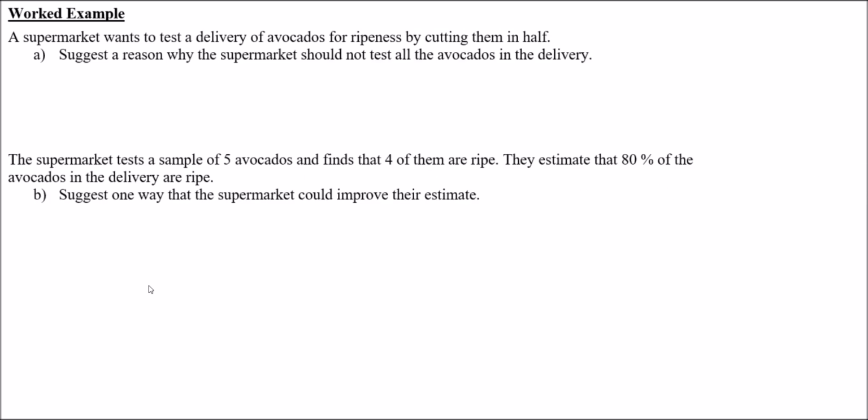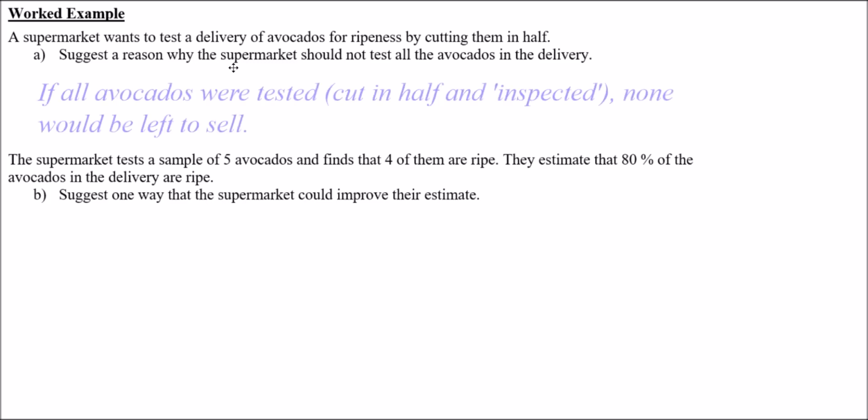Let's now talk about a worked example together. A supermarket wants to test a delivery of avocados for ripeness by cutting them in half. Suggest a reason why the supermarket should not test all the avocados in the delivery. If they tested all avocados, that would be a census of the avocados. But if they did that and cut them all in half, then none of them would be left to sell, unless they're sold as half avocados.